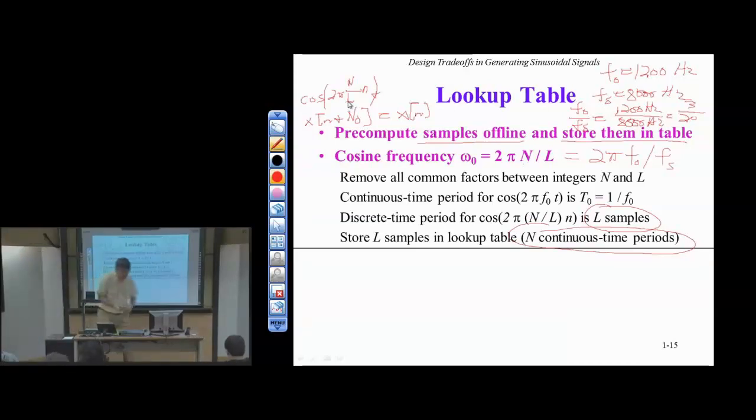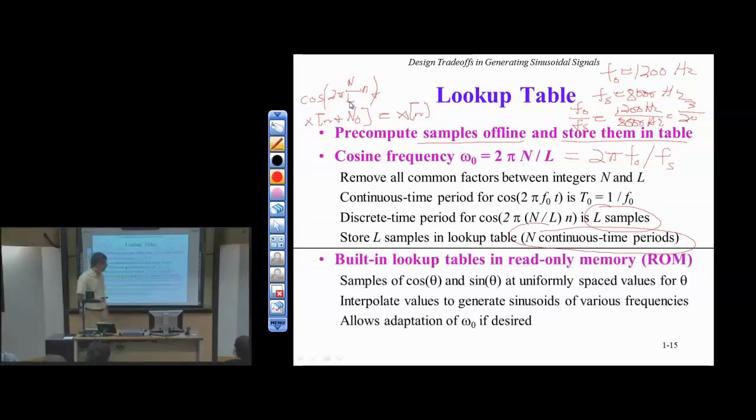So let me see if I can wrap up. There's also another comment here. There's a built-in lookup table on some processors. The one in lab, we don't have this. There are some processors that have built-in read-only memory in the CPU with tables of cosine theta and sine theta sampled 1 degree apart. And if they're there, just use them.